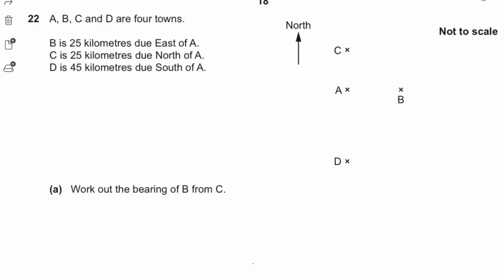A, B, C, and D are 4 towns. B is 25 kilometers due east of A. C is 25 kilometers due north of A. D is 25 kilometers due south of A. Work out the bearing of B from C.